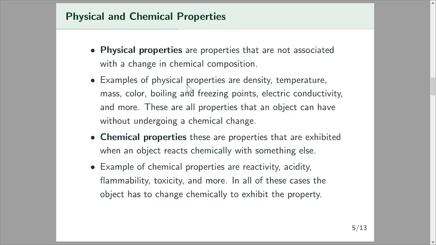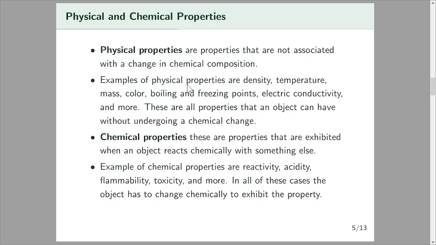You can look at the density of an object or change its temperature or its mass. You can take it through its boiling and freezing points without changing it chemically, bring it back to what it was. You can boil water and then recondense it. You can freeze water and then melt it, and it'll still be water. You can raise its temperature or lower its temperature. Those are all physical properties.